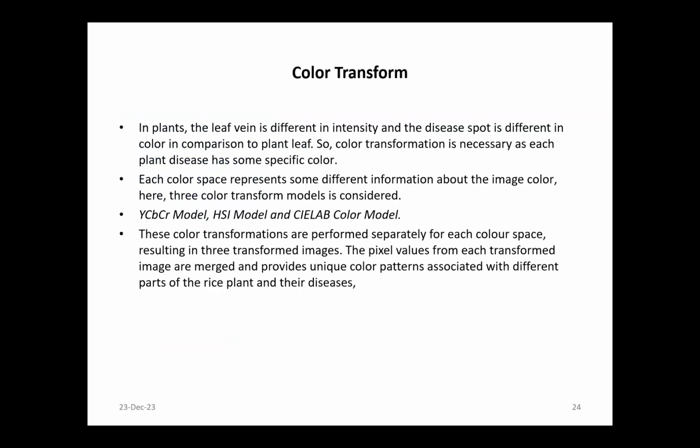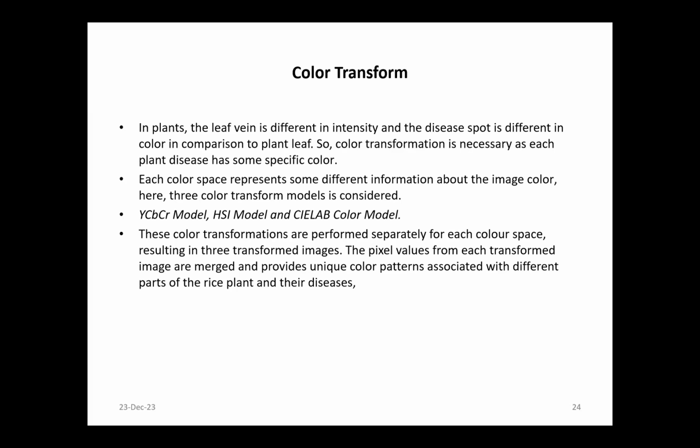Then the next step is the color transformation. In plants, the leaf vein is different in intensity and the disease spot is different in color in comparison to the plant leaf. Every part has a different color code, which helps to find out the disease. So color transformation is necessary, as each plant disease has some specific color.